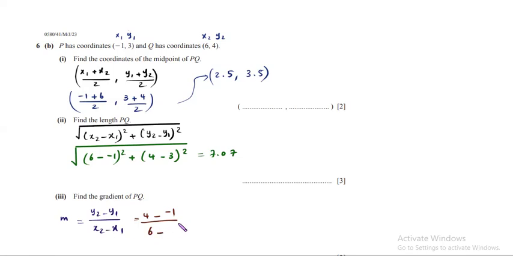Okay, hold on, I made a mistake here. It should be 4 minus 3, over x2 is 6, 6 minus -1. This is how it should be. So 4 minus 3 is 1. 6 minus -1 is 6 plus 1, which is 7, which means the gradient of the line PQ is 1 over 7. This is what we get.